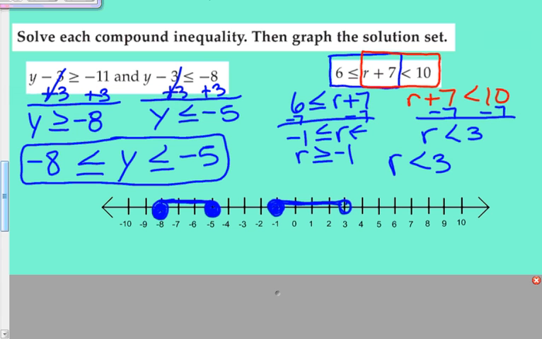But we're going to use this one when we write it as our answer. Bring down r is less than 3, and then our less than or equal to negative 1 will go in the front. That's how you express your answer. Let's go to our next problem.